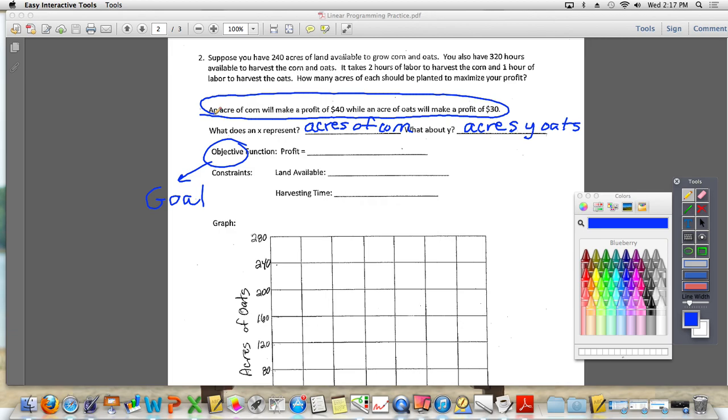Did I say that backwards? Corn is $40, oats is $30. Sorry, corn is $40, oats is $30.